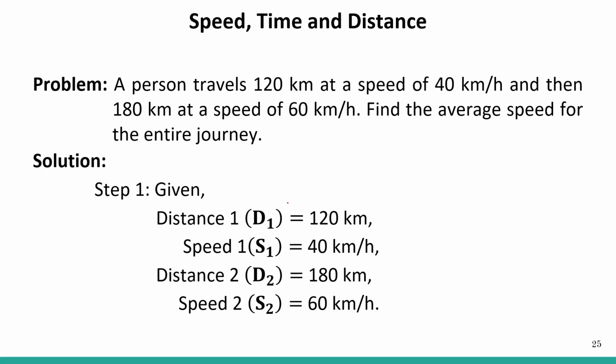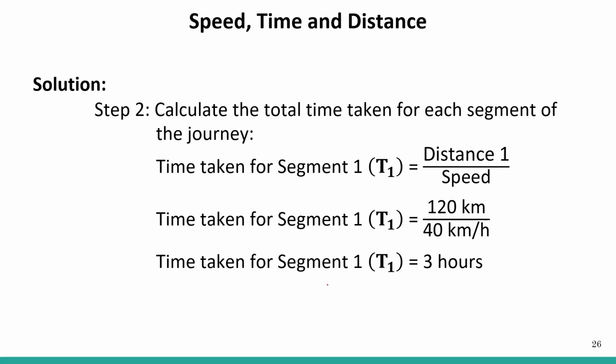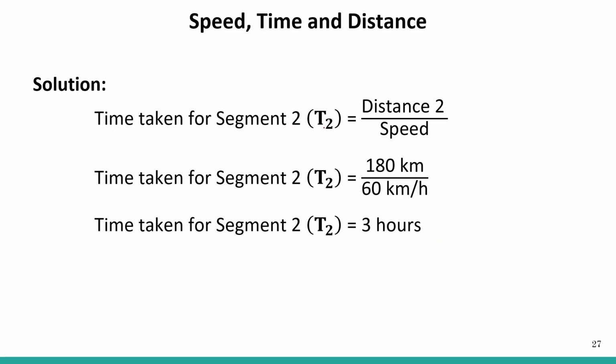Okay, so distance 1 is equal to 120 kilometers, so speed 1 is equal to 40. Distance 2 is equal to 180 and speed 2 is equal to 60. To calculate the total time taken for each segment of the journey, time taken for segment 1, t1, is equal to distance 1 by speed 1, so 120 by 40 is equal to 3 hours. For segment 2, t2 is distance 2 by speed 2, so 180 by 60 is equal to 3 hours.